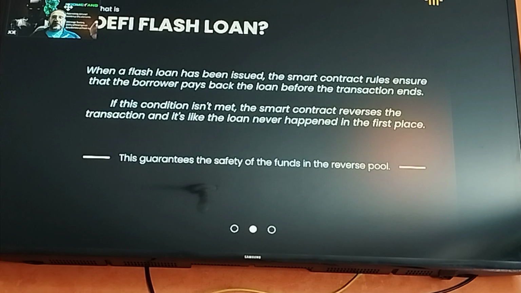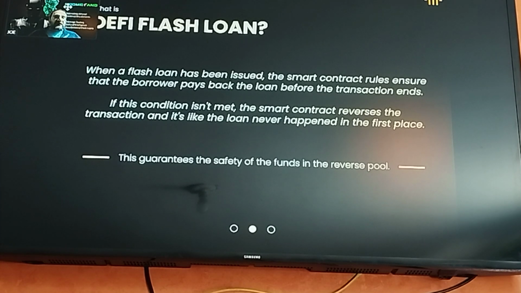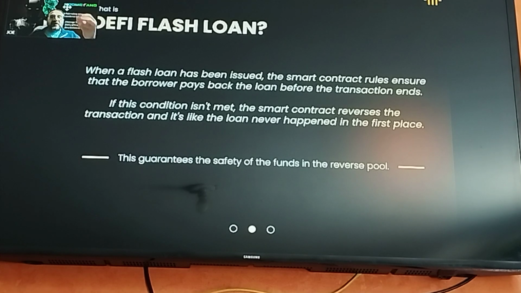When a flash loan has been issued, the smart contract rules ensure that the borrower pays back the loan before the transaction ends. And if this condition isn't met, the smart contract reverses the transaction, and it's like the loan never happened in the first place. And this guarantees the safety of the funds in the reverse pool. Now, from this, reading behind this, you can see this is something that happens in seconds. If this condition can't be met within the time that the transaction is executed, then it doesn't occur.